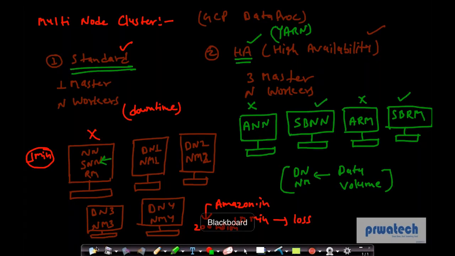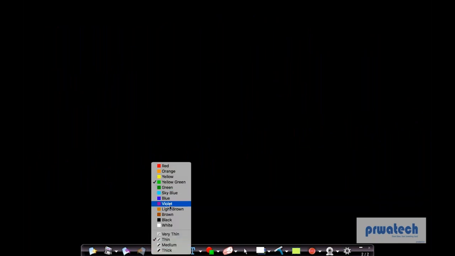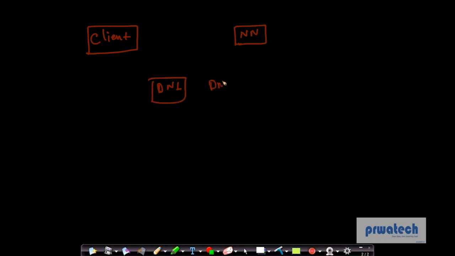So if you know, I'm following this flow. I have a client, and from this client I'm communicating to name node. The name node is giving me all the locations of data nodes, dn1, dn2, dn3, dn4. Currently we have 4 data nodes. Okay, I'm just trying to replicate the multi-node cluster.